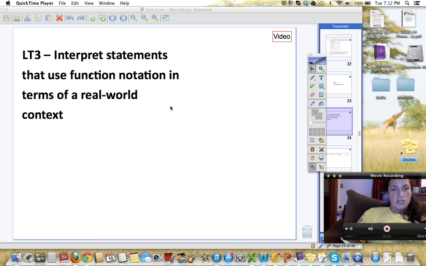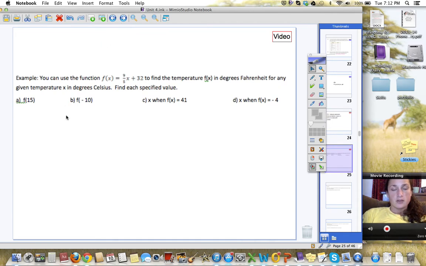Learning Target 3: interpret statements that use function notation in terms of a real-world context. All right, so here's our first example. You can use the function f of x equals 9/5 x plus 32 to find the temperature f of x in degrees Fahrenheit for any given temperature x in degrees Celsius. So find each separate value.